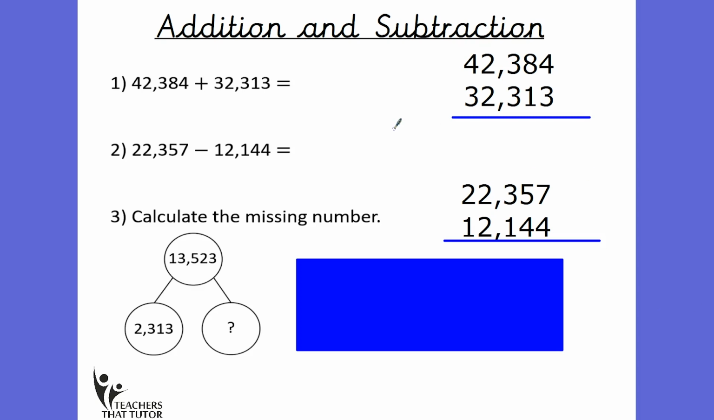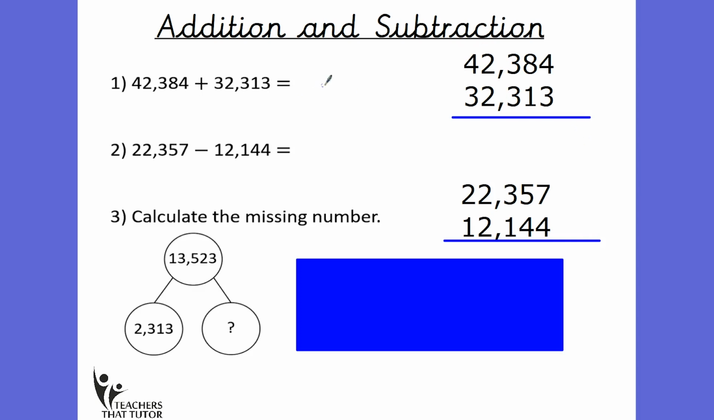So first of all, this one here, 42,384 add 32,313. Really, the children want to be able to do it like this, laying it out in column method. I'm not saying that they won't be able to do this in their head, but column method is a good method to use, if you're just checking your answers.